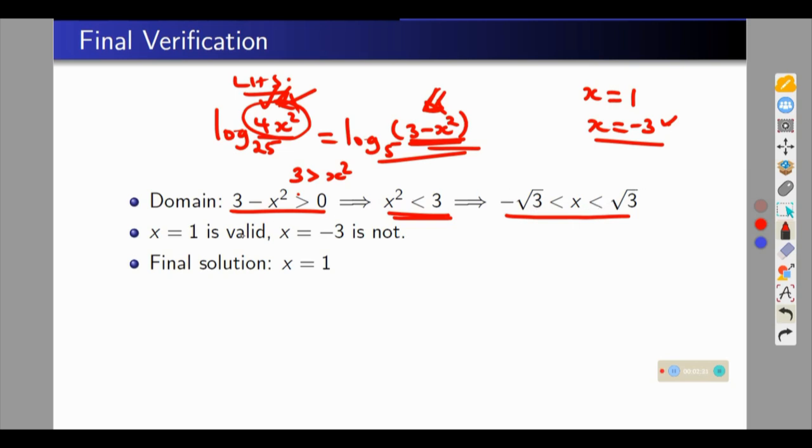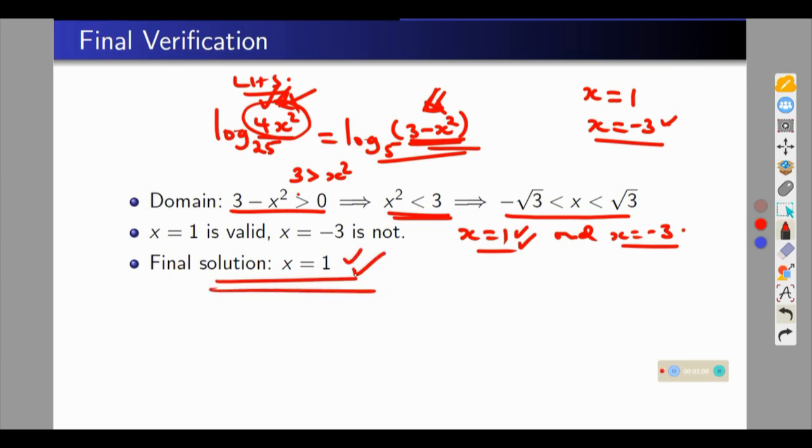So when you look at the values of x, you have x as 1 and x as negative 3. Which of the values will qualify? The values which are between negative root 3 and positive root 3. And for that case, the value which can satisfy is x equaling 1. X equaling negative 3 is outside this given range. So from there, we can give the general conclusion that the value of x is 1.